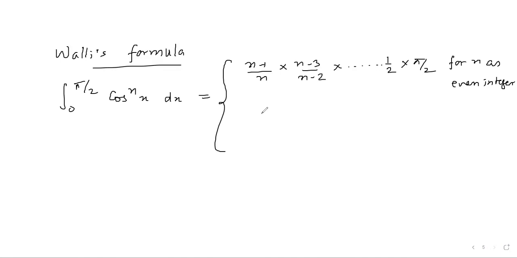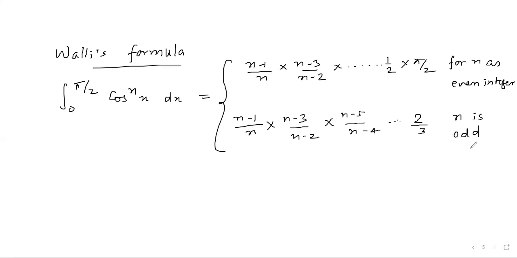And the same thing can be written for an odd integer. So we can say (n minus 1) upon n into (n minus 3) upon (n minus 2) into (n minus 5) upon (n minus 4) and so on. And the last term, as we have evaluated, is 2 by 3, when n is an odd positive integer. Here this is also a positive integer.